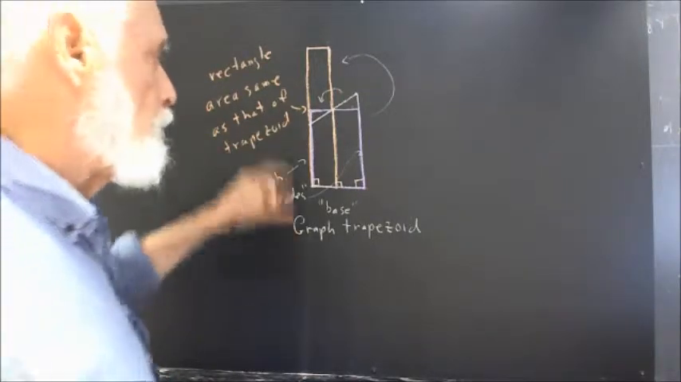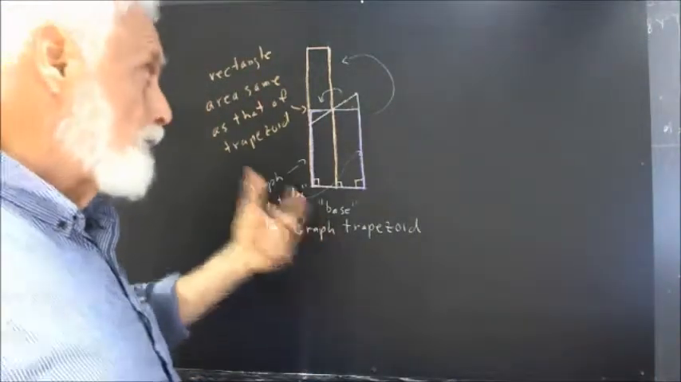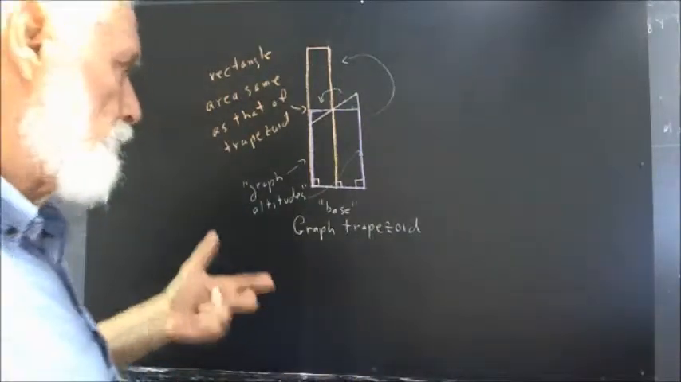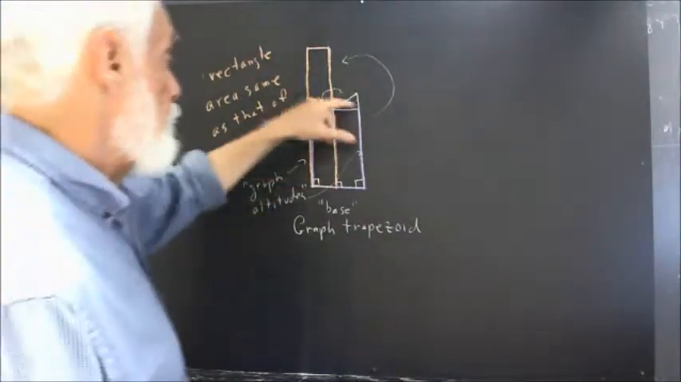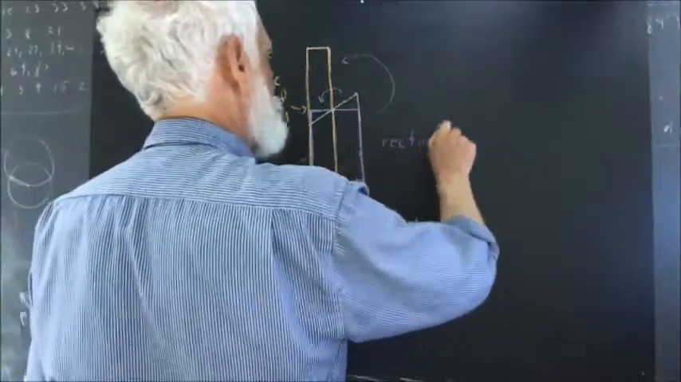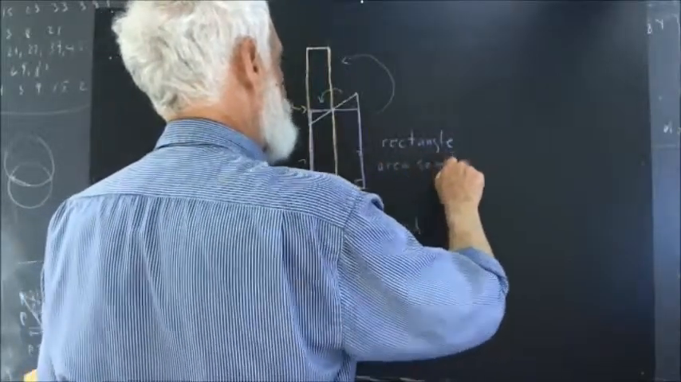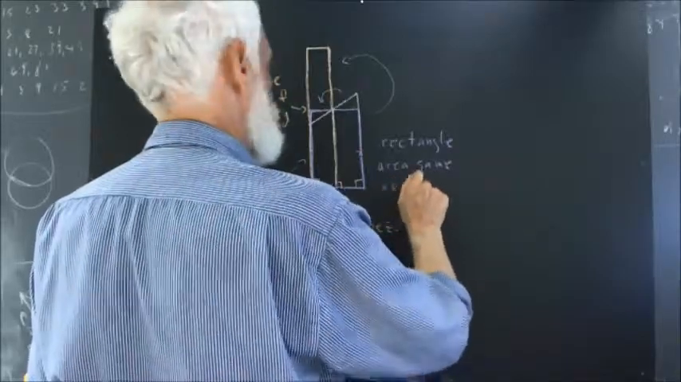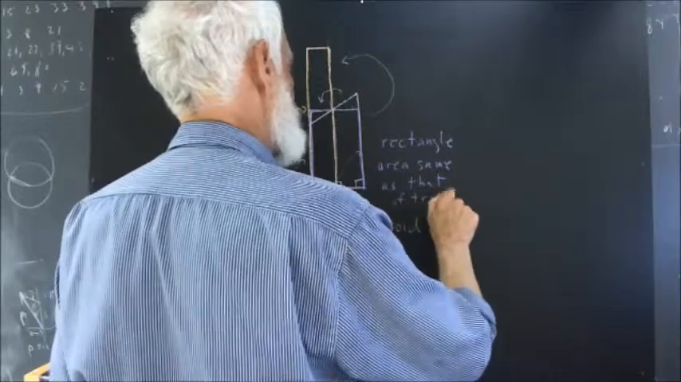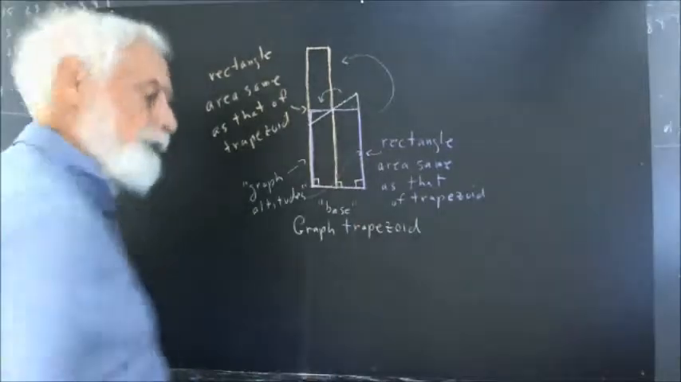But it would be in reach of somebody who did a good job in a high school geometry class that had the rigor that a high school geometry class ought to have. Okay, well anyhow, here's another rectangle, and its area is the same as that of the trapezoid. That's the purple rectangle.